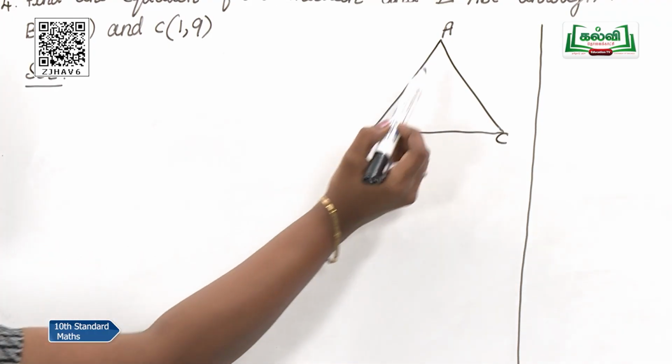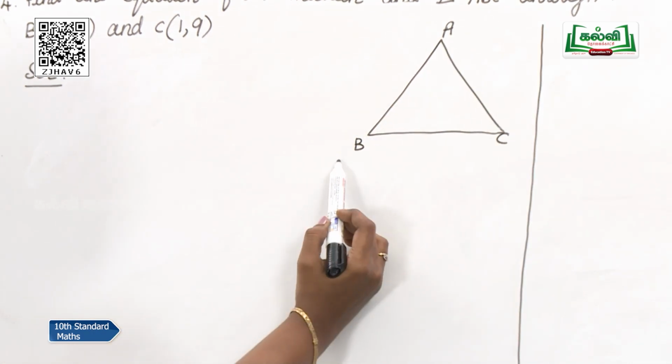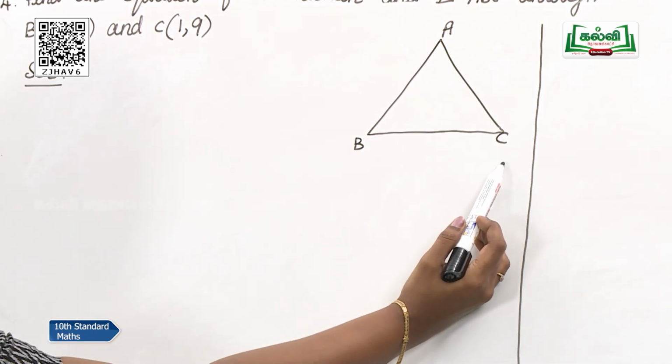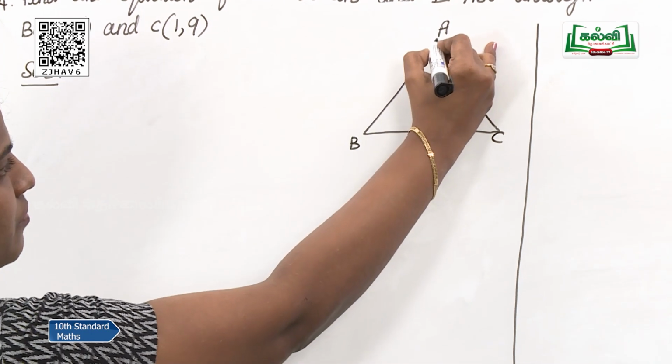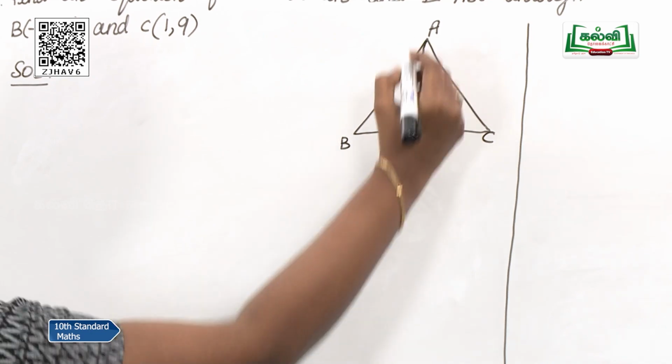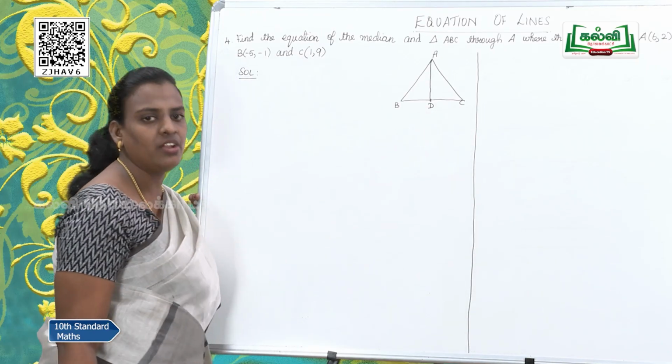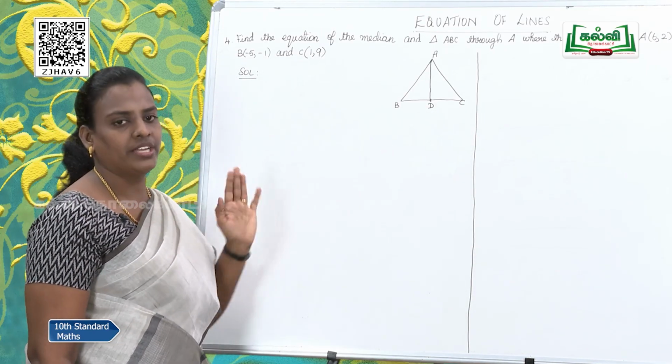So which is the side opposite to this A? BC is the line which is opposite to A. So I am going to take the midpoint of BC and I am going to draw a line. Now this line will become the median of the triangle through the vertex A.